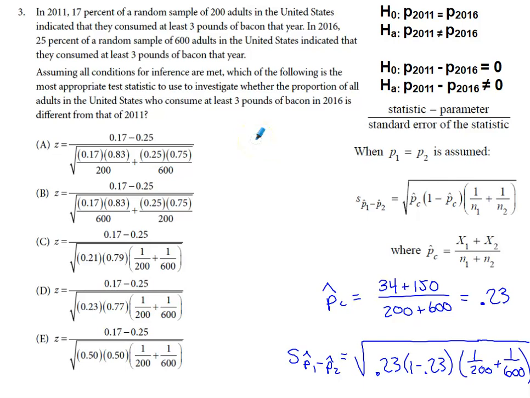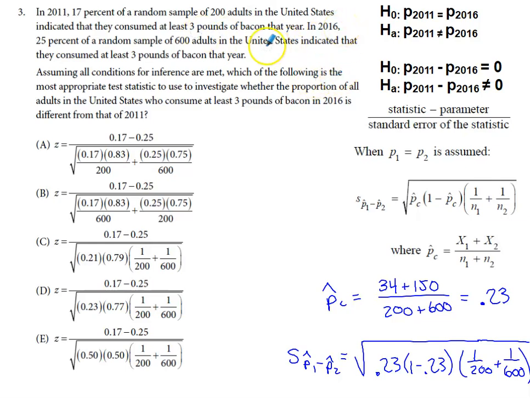So this is multiple choice question number 3 from the AP Stats test preview available through Bluebook. This multiple choice question says, in 2011, we've got a survey of 200 adults and 17% of them said they consumed at least 3 pounds of bacon during that year.